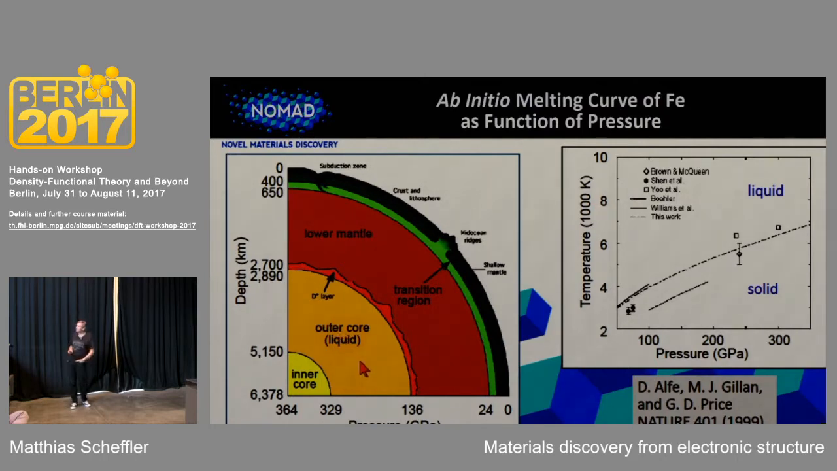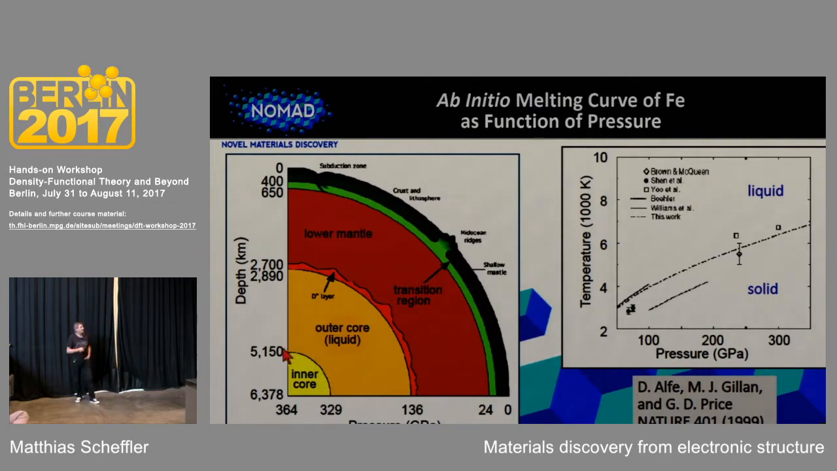The question was, when we say this is liquid, and this is liquid probably 90% iron with a little bit of sulfur, selenium, carbon, and oxygen, what does liquid really mean? We know the pressure, but what is the temperature? How the hell can you get the temperature? Density functional theory can tell you.